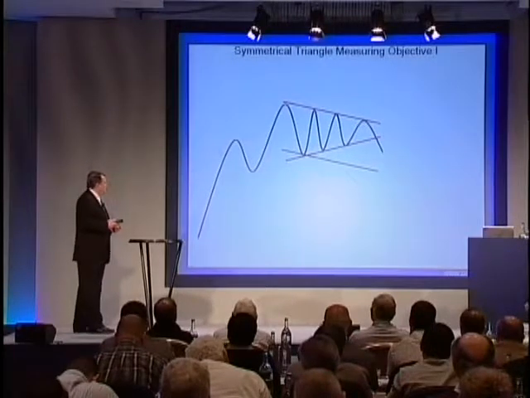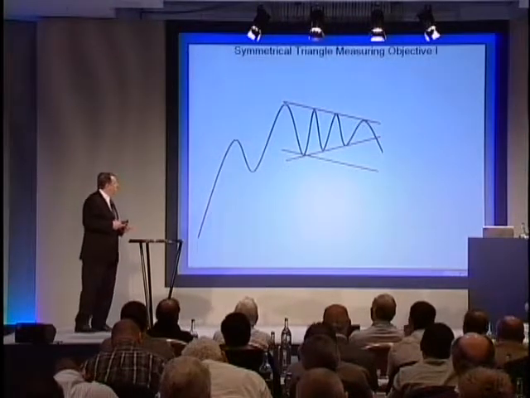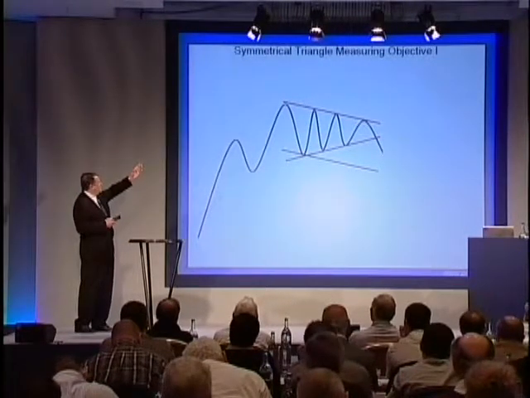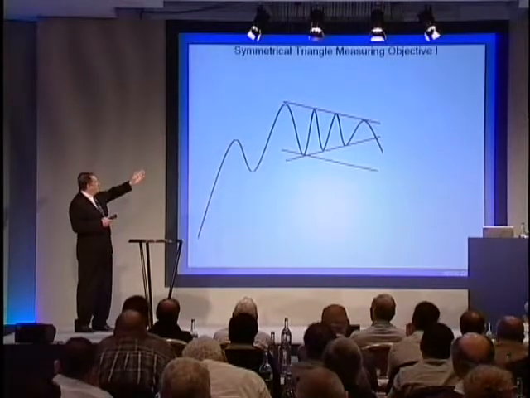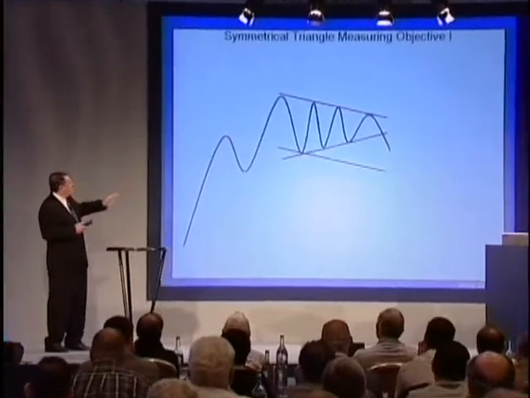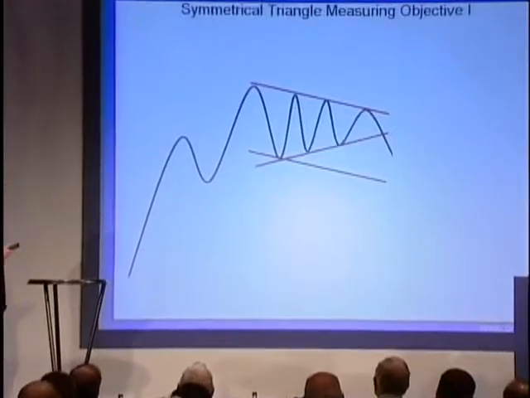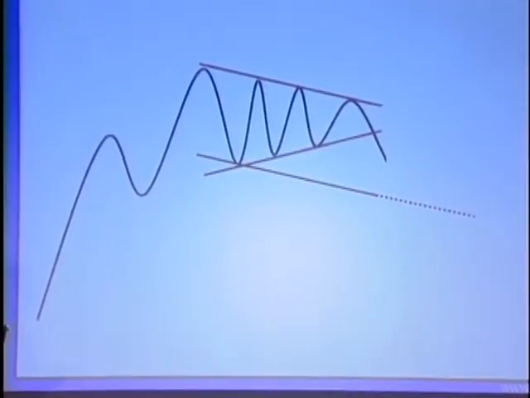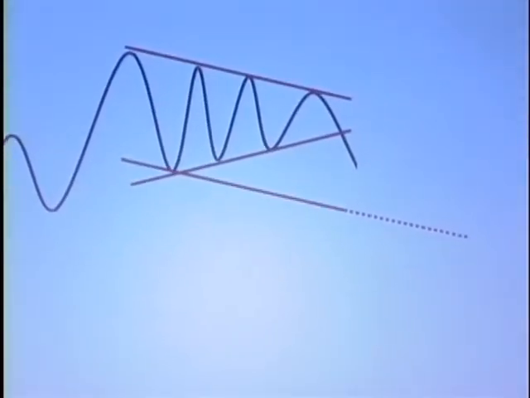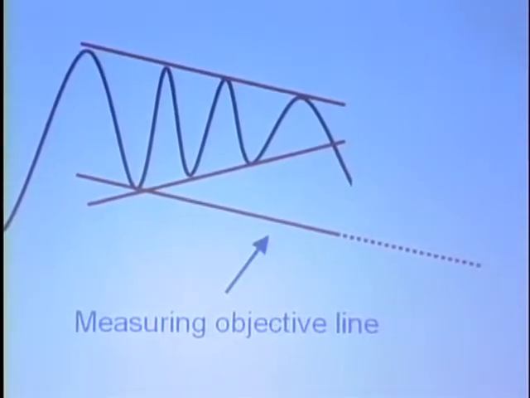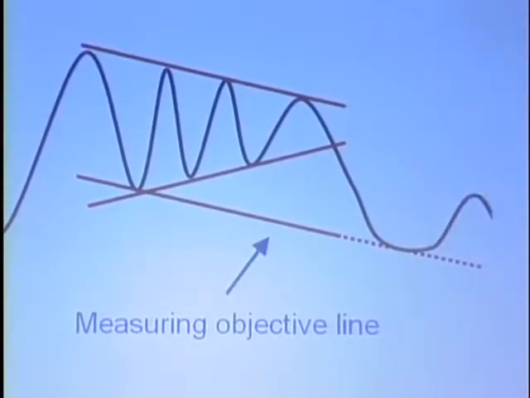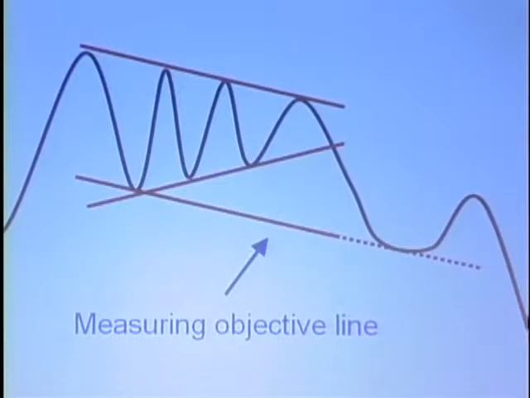Measuring implications. Well, the classic way of measuring a triangle is to take the top of the triangle and draw a line parallel with the bottom of the triangle like that, and that becomes the measuring line. So you would extend the measuring line, and the price should eventually touch the measuring line, and that's the measuring implication.